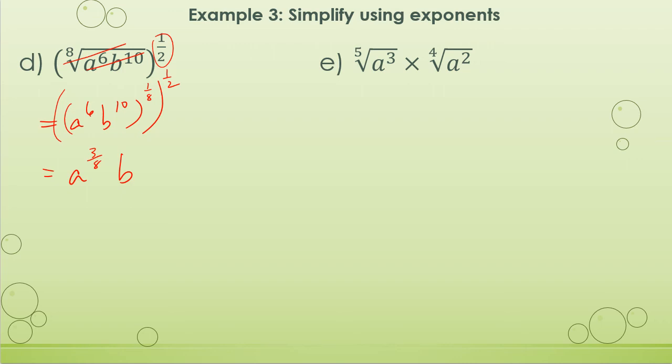The same idea for B. 10 times 1/8 times 1/2, that's 10 over 16, which reduces to 5 over 8. So B to the 5/8.